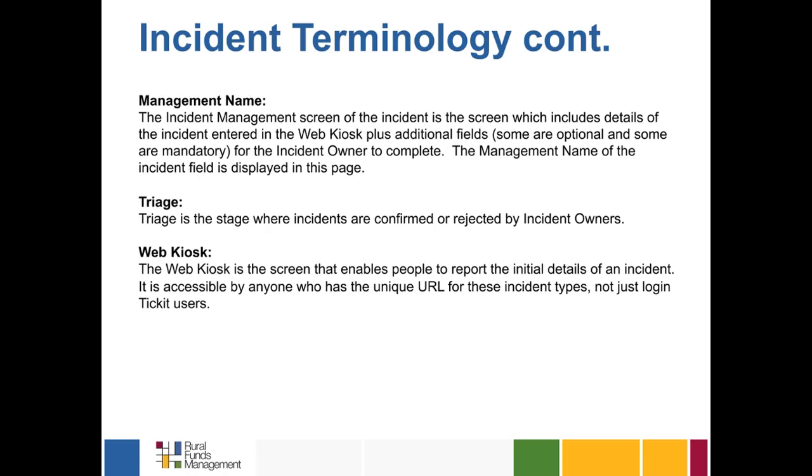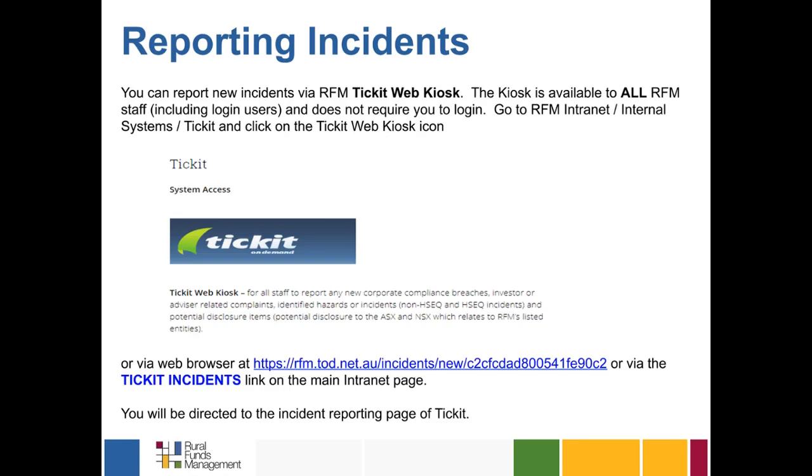The web kiosk is the screen that enables people to report the initial details of an incident. It is accessible by anyone who has the unique URL for these incident types, not just the login Tickit users. You can report new incidents via the RFM Tickit Web Kiosk. The kiosk is available to all RFM staff, including login users, and does not require you to log in. Go to RFM Intranet, Internal Systems, Tickit, and click on the Tickit Web Kiosk icon. Alternatively, you can access Tickit via web browser at the link listed or via the Tickit Incidents link on the main intranet page. You will be directed to the incident reporting page of Tickit.